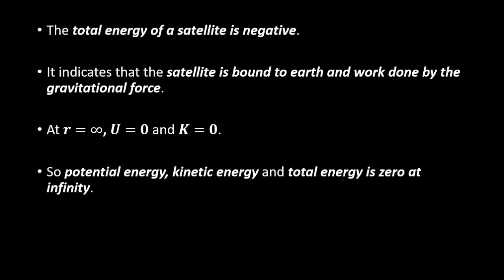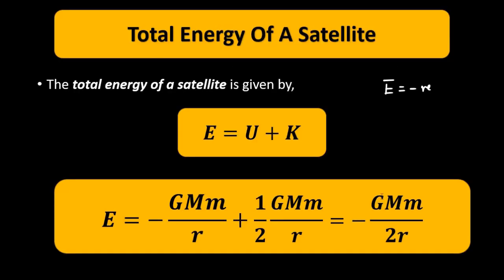Now suppose we supply some extra positive energy from outside. The total energy is negative, minus GMm by 2r. This is the total energy of the satellite. Now suppose we supply some extra energy from the outside, some positive energy, such that the total energy becomes 0. The total energy of the satellite becomes 0.